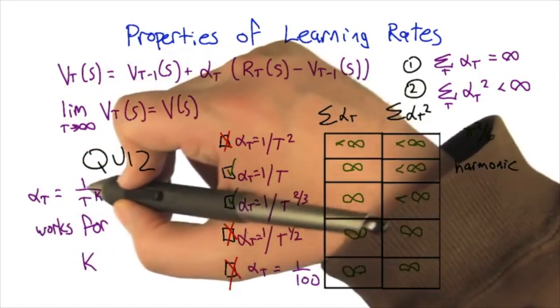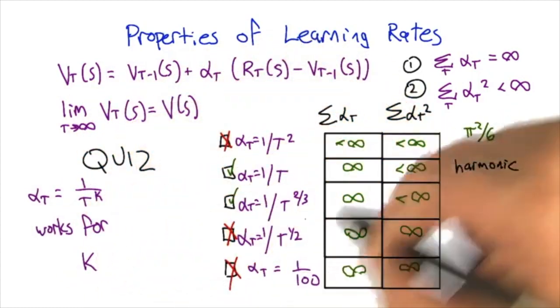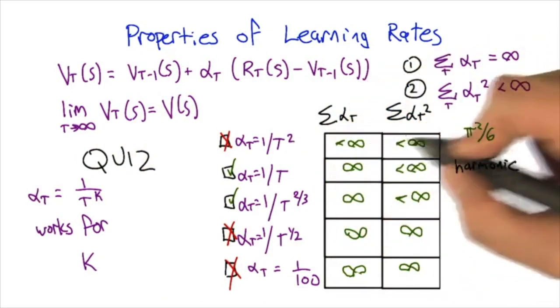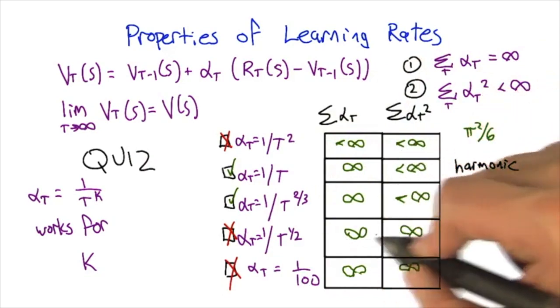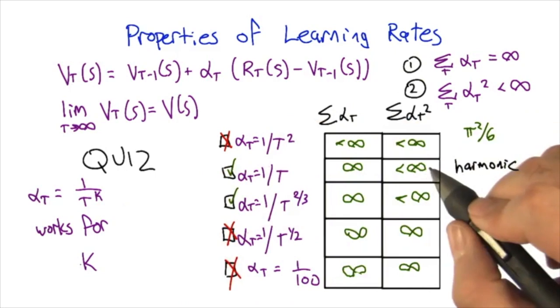So if we have a learning rate sequence that looks like 1 over t to the k, this is going to work for some range of k's. Right. So we saw that if k is too big, then it fails because everything sums to something finite. And if it's too small, then it fails because everything sums to something infinite. So what's the range of k's that's going to work here?